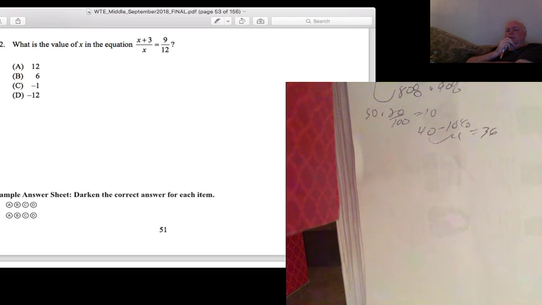And let's try D. So we have minus 12 plus 3, which is the same as minus 9, over x, which is minus 12. So we have minus 9 over minus 12, which is equal to 9/12. Because we have minus 1 times 9 over minus 1 times 12. And the minus 1 over minus 1 can cancel out, so we end up getting 9 twelfths equals 9 twelfths. All right, so we can solve this by brute force and by number sense.